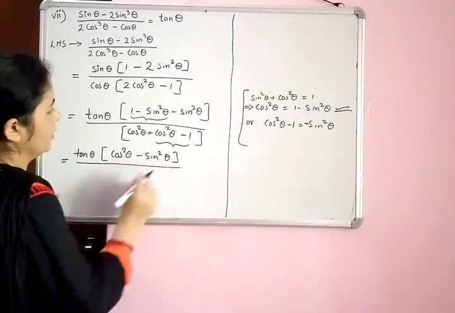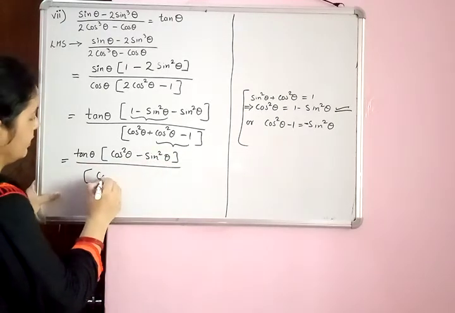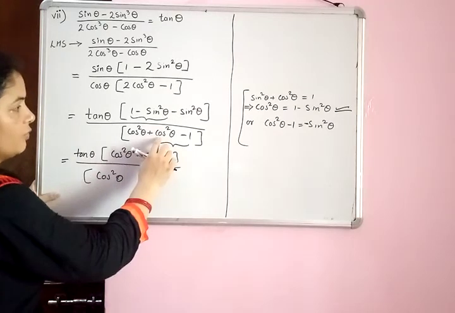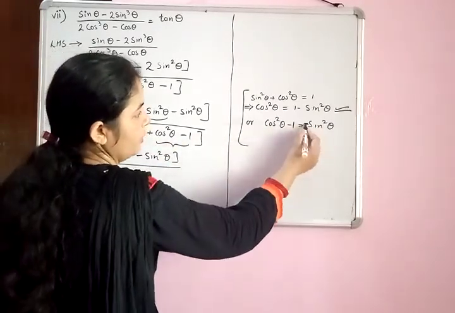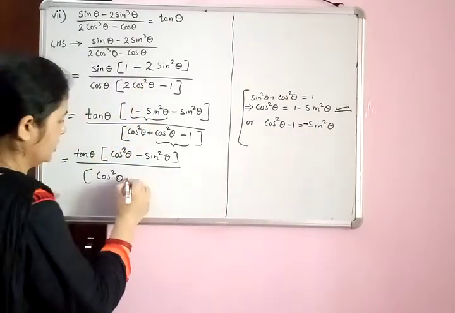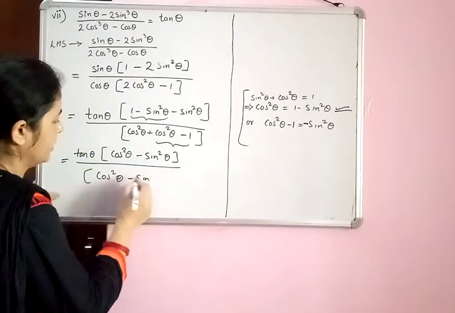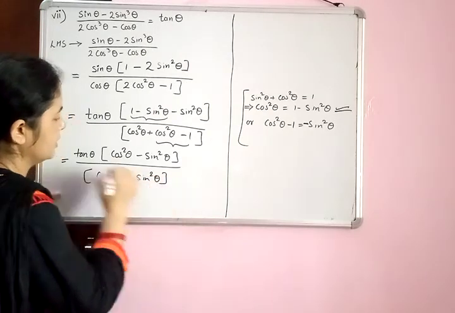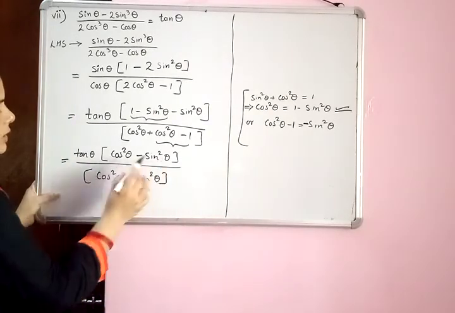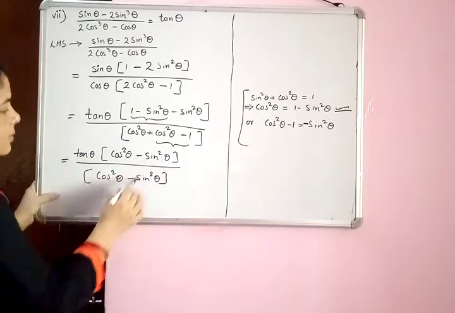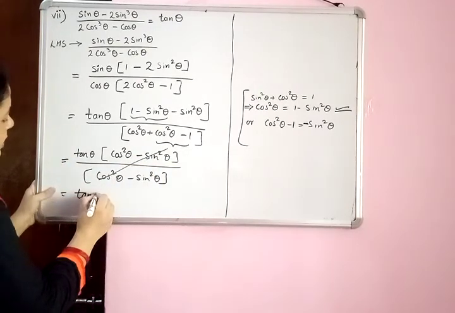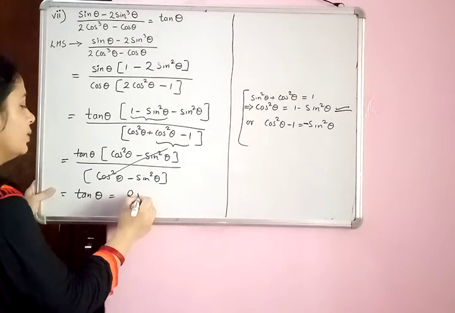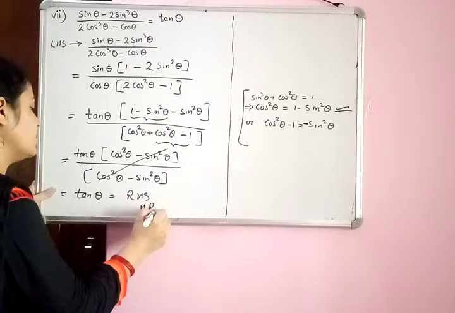upon cos square theta. In place of cos square theta minus 1, we have to put minus sin square theta. So minus sin square theta. Now look here, cos square theta minus sin square theta, cos square theta minus sin square theta will be cancelled. So we have tan theta, which is equal to the right hand side. Hence proved.